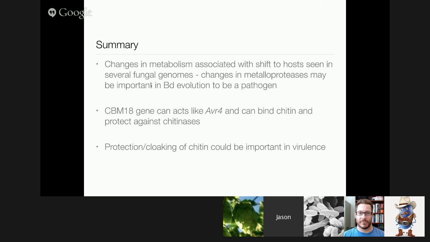Overall, some of these studies in the BD genome have been able to tell us that there are changes in the metabolism that might be changes with shifts to a host, because none of the other relatives of BD that we had sequences for associate with animal hosts. These changes, perhaps in the metalloproteases, may be important for how BD has evolved to become a pathogen, and we'd like to understand that better. The CBM18 gene might be an important protective gene that can bind chitin and could play a role in its ability to be virulent.